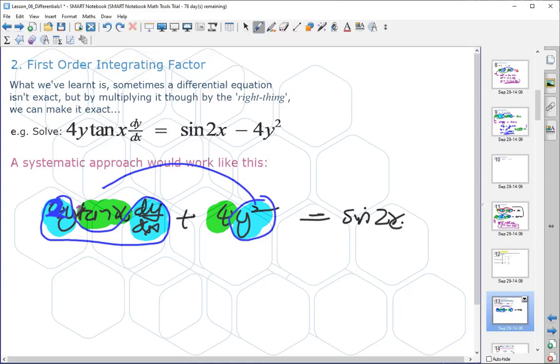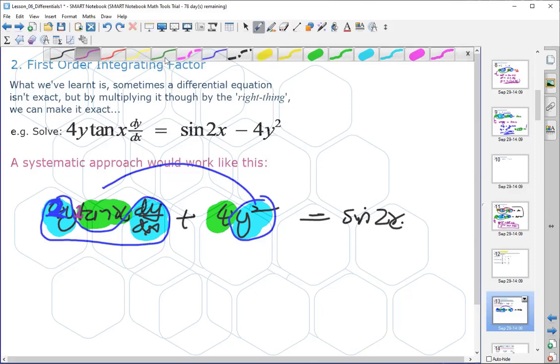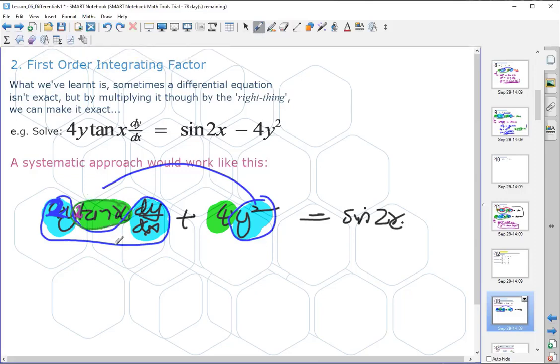So I will just put another 2 next to the tan x to make that one the same. But then what happens is my x's don't match up. The 2 tan x does not differentiate to give me 4, and it doesn't seem obvious what we can do to fix it. Not like the last one, you can't just multiply through by x. It's going to be a lot more complicated.